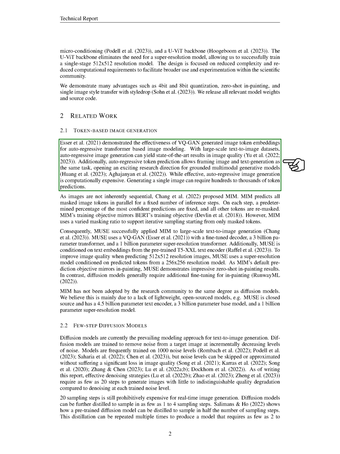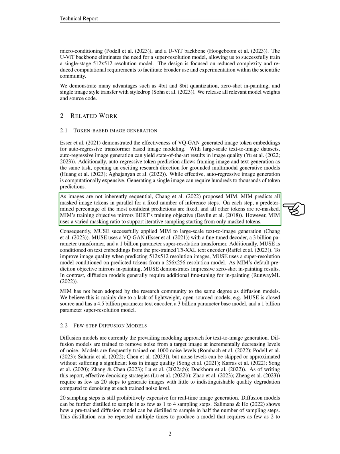Token-based image generation has shown the effectiveness of VQ-GAN-generated image token embeddings for auto-regressive transformer-based image modeling. With large-scale text-to-image datasets, auto-regressive image generation can yield state-of-the-art results in image quality. However, auto-regressive image generation is computationally expensive. Generating a single image can require hundreds to thousands of token predictions. As images are not inherently sequential, MIM was proposed.